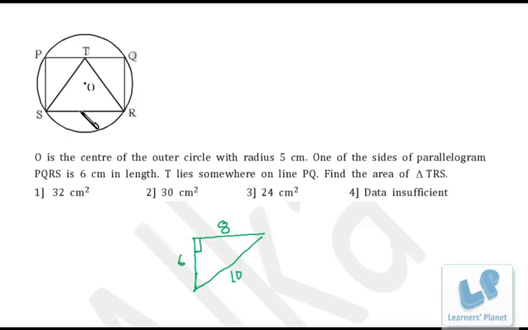So just a simple logic we have used over here, that if PQRS is a parallelogram and if it is inscribed in a circle, that means it must be a rectangle, right? So I hope you are clear. 24 centimeters square will be the area of triangle TRS.